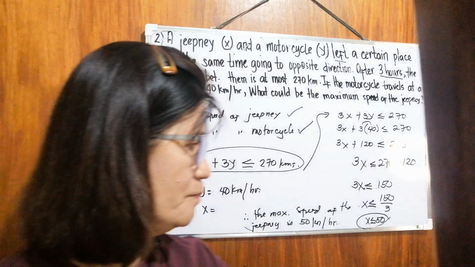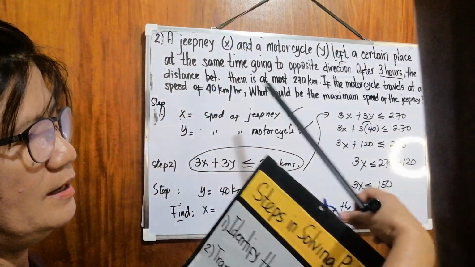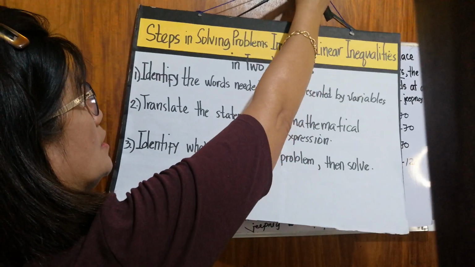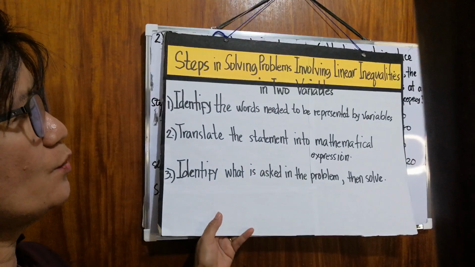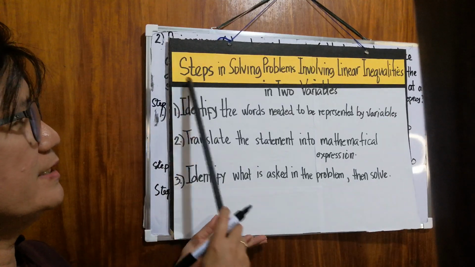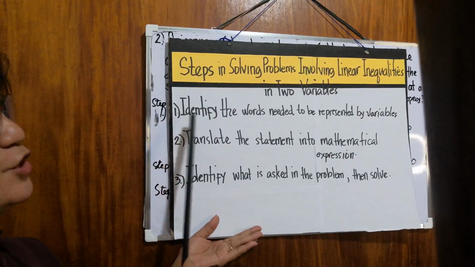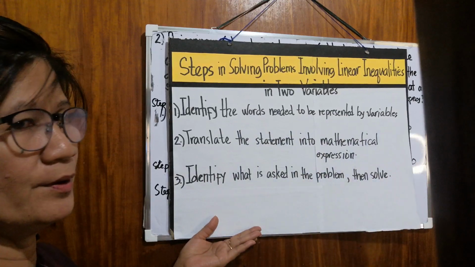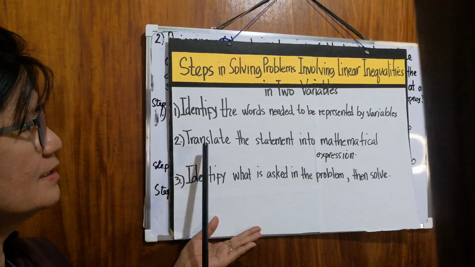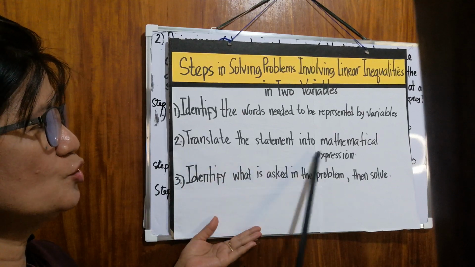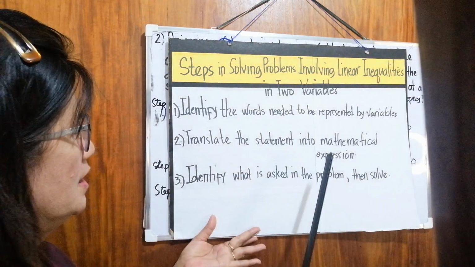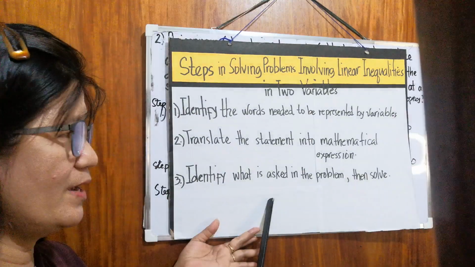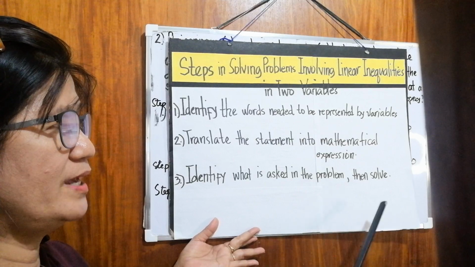Okay, so again, let us recall how to solve problems involving linear inequalities into variables. So these are the steps. First, you have to identify the words needed to be represented by the variables. Second, translate the statement into mathematical expression. Then number 3, identify what is asked or what are given in the problem, then solve.